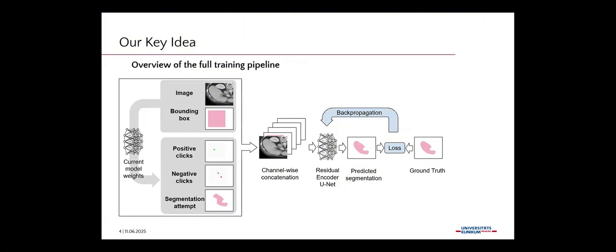The full training pipeline is based around this NN Interactive model. The model also has additional channels, for example for scribbles, that we didn't use at all here. We just used the positive and negative clicks, the bounding box, and, as I said, the previous segmentation in case we simulated a click in that particular mini batch during training.